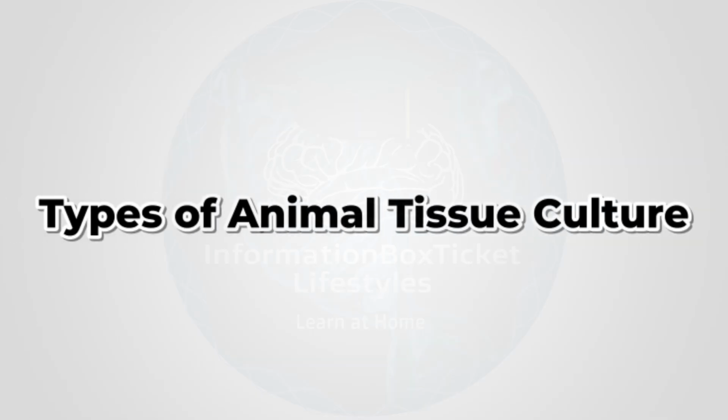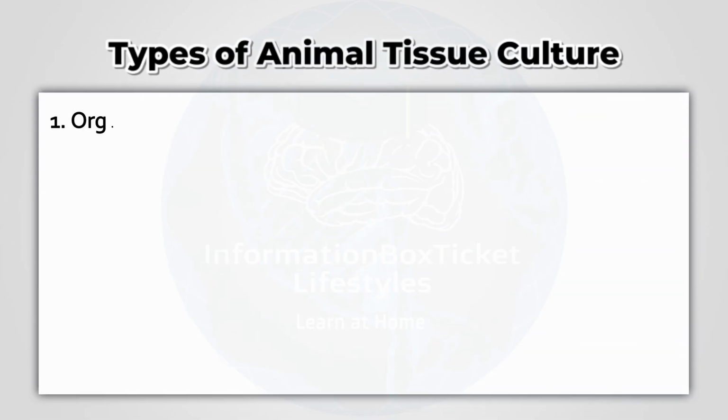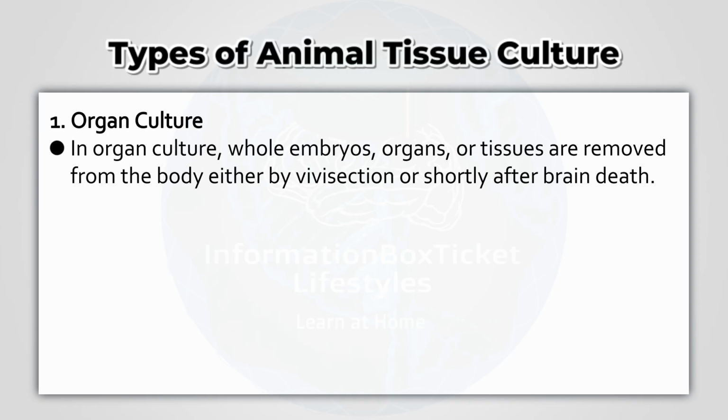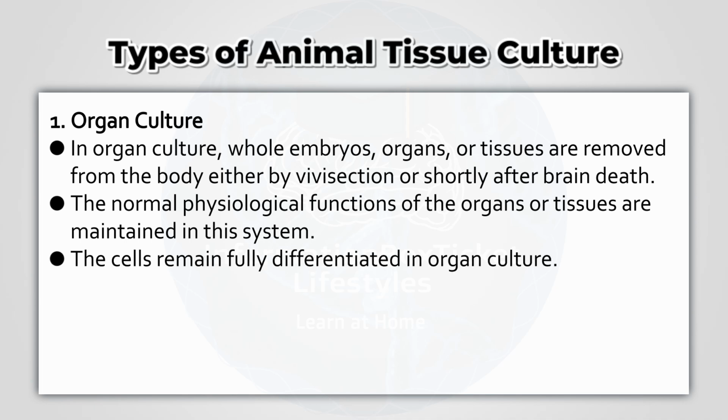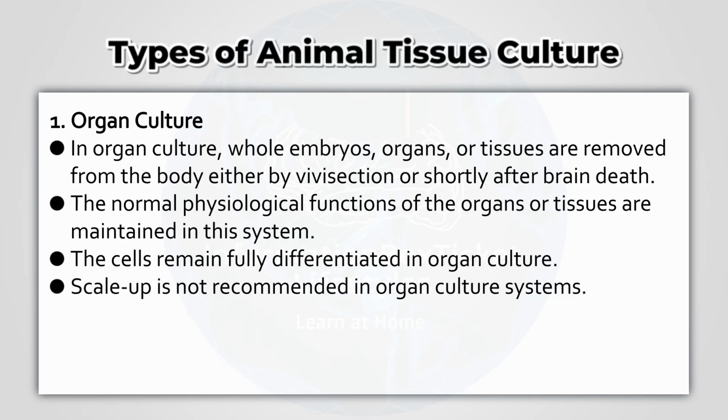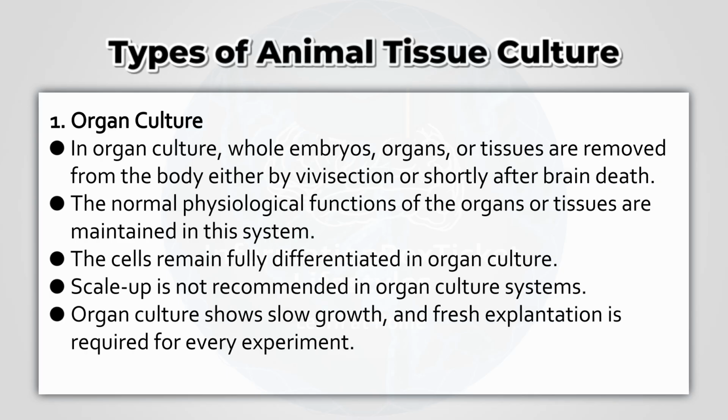Types of animal tissue culture. 1. Organ culture. In organ culture, whole embryos, organs, or tissues are removed from the body either by vivisection or shortly after brain death. The normal physiological functions of the organs or tissues are maintained in this system. The cells remain fully differentiated in organ culture. Scale-up is not recommended in organ culture systems. Organ culture shows slow growth, and fresh explantation is required for every experiment.